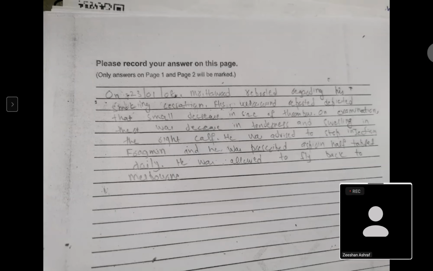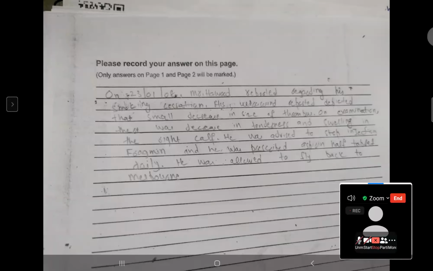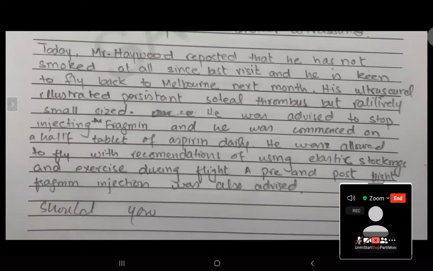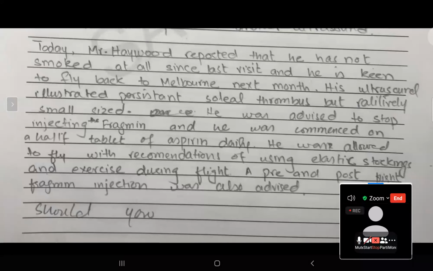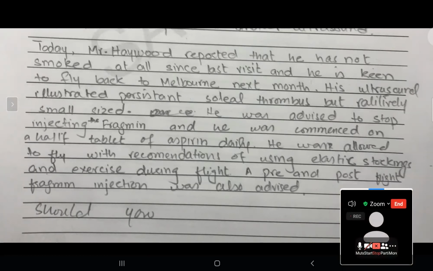Ma'am, I missed here, like he was allowed to fly back with stocking and injection fragment to be given pre-flight and after. All right, Dr. Zishan, this is good. Exercise, heparin, etc. Right? You forgot that. Yes, ma'am. I was about to write that. No, but when the time's gone, there is no about. When the time is gone, there is no about.